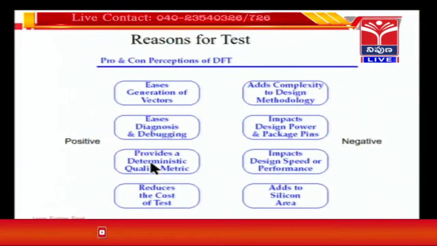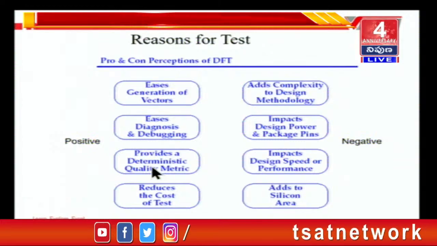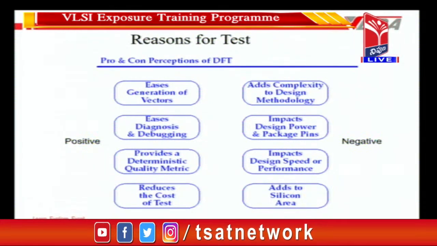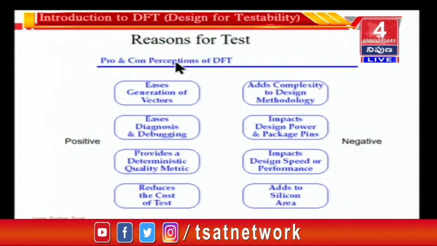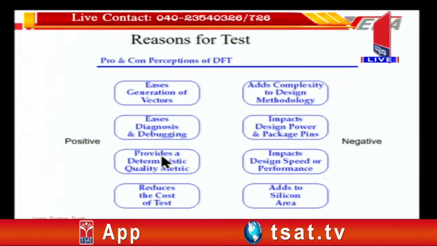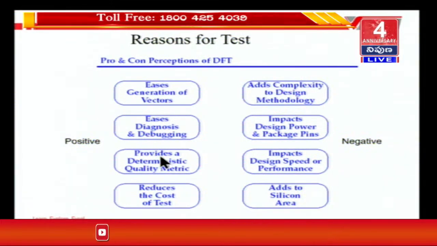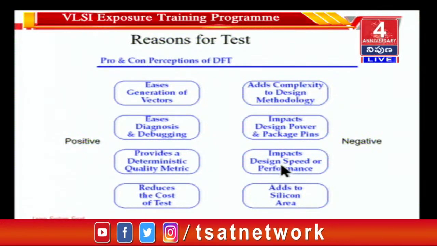The third one is it provides a quality metric. You can say for sure that you have 95% coverage, and that coverage will be given to you by the tool that generates the vectors. That itself will measure the coverage and tell you that this is the 95% coverage the tool has achieved. On the other side, it may impact design speed or performance or both.